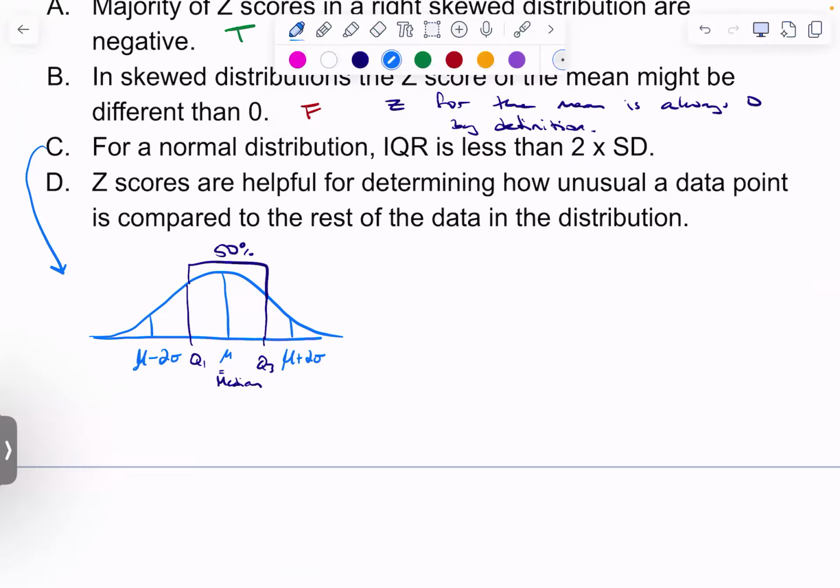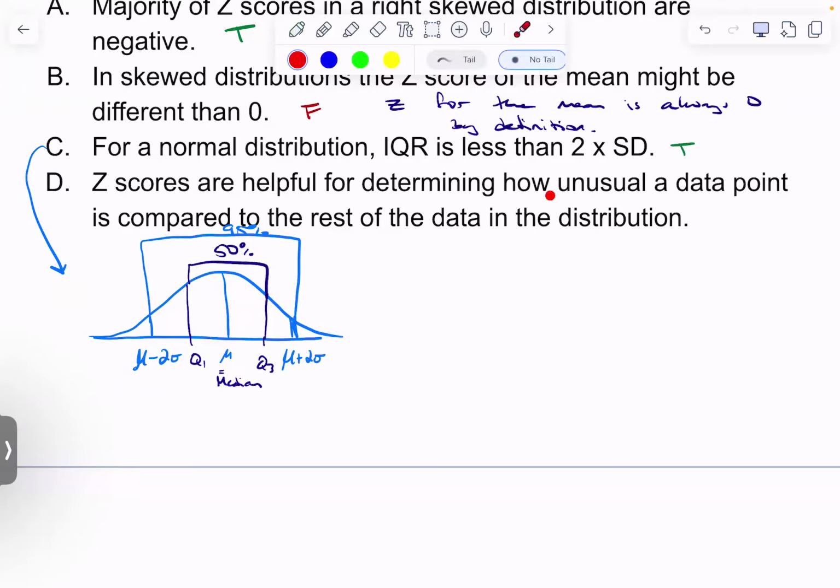I'll remove this 95 and put it up above. It's a little cleaner. 95%. So the interquartile range, the distance between Q1 and Q3, is less than 2 standard deviations in either direction. Leveraging those areas. So that's true.